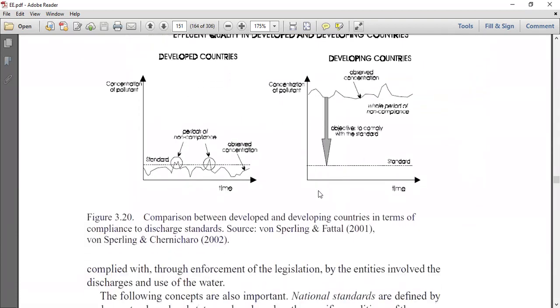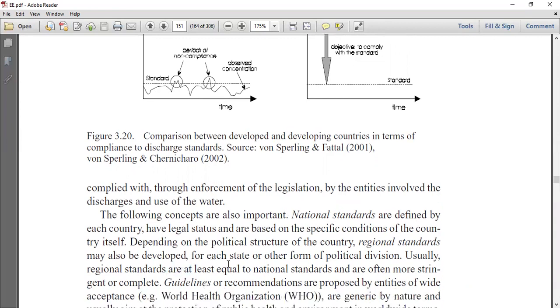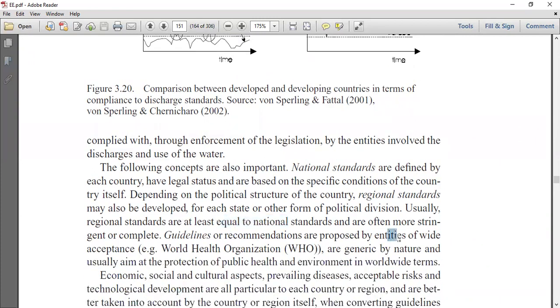Standards must be applied with thorough enforcement of the legislation and by entities involved in the discharge and review of the water. The following concepts are more important. National standards are defined by each country, have a legal status, and are based on the specific conditions of the country itself. Depending on the political structure of the country, regional standards will also be developed for each state or other form of political division. Usually, regional standards are at least equal to the national standards and are often more stringent.